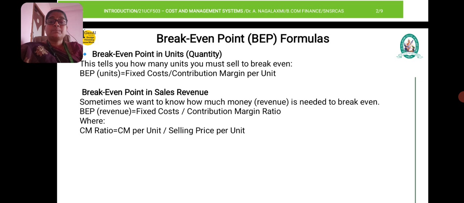The next formula is break even point in terms of sales revenue. That is the first formula in terms of units, quantity. The second formula is break even point in terms of sales revenue, that is in the form of cash, rupees. Sometimes we want to know how much money, revenue, is needed to break even. So break even in terms of revenue is equal to fixed cost divided by contribution margin ratio. Whereas C, that is the formula is contribution per unit divided by selling price per unit.